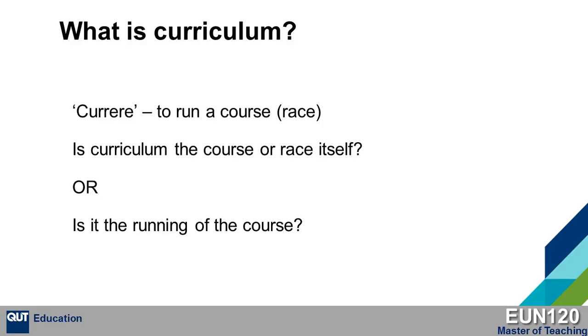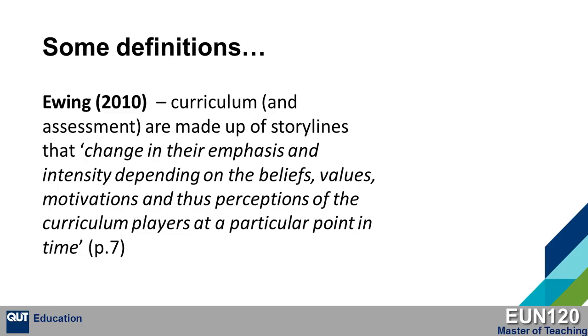Indeed, in 1987, Portelli, an Italian academic, found more than 120 differing definitions for curriculum in the academic literature. So let's look at some of these definitions. If we look at Robin Ewing's definition from 2010, and she's a professor in curriculum from the University of Sydney, she states that curriculum and assessment are made up of stories and storylines that change in their emphasis and intensity depending on the beliefs, values, motivations, and thus perceptions of the curriculum players or characters at a particular point in time.